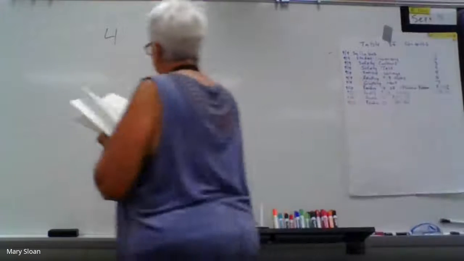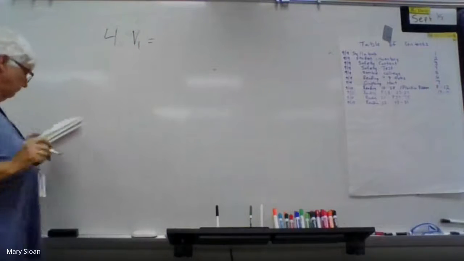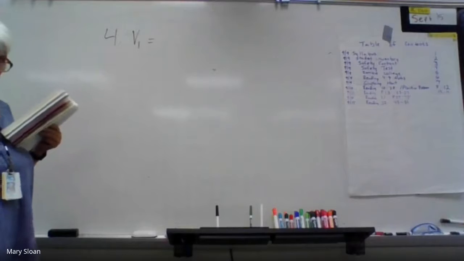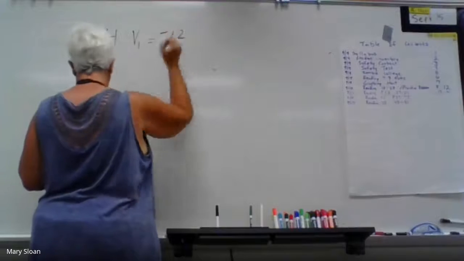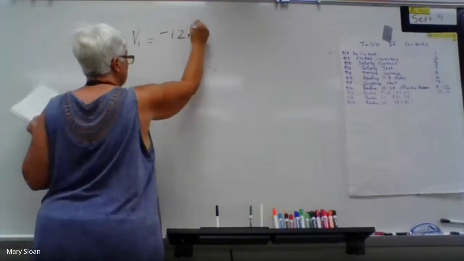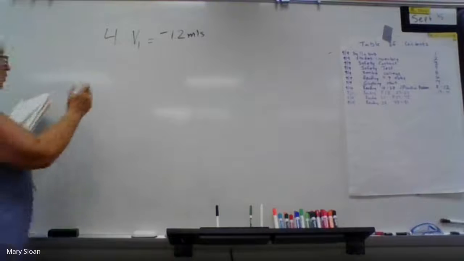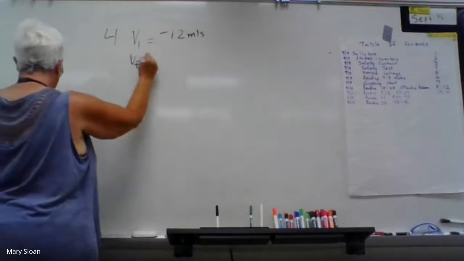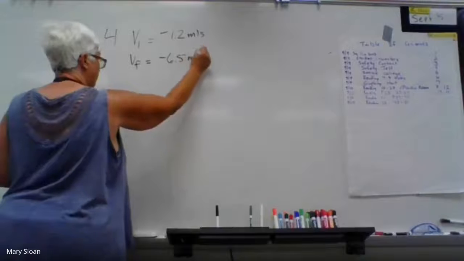So, what is our velocity initial, guys? Negative 1.2. What's my units? Meters per second. Okay. What is my velocity final? Negative 6.5 meters per second. Yep.